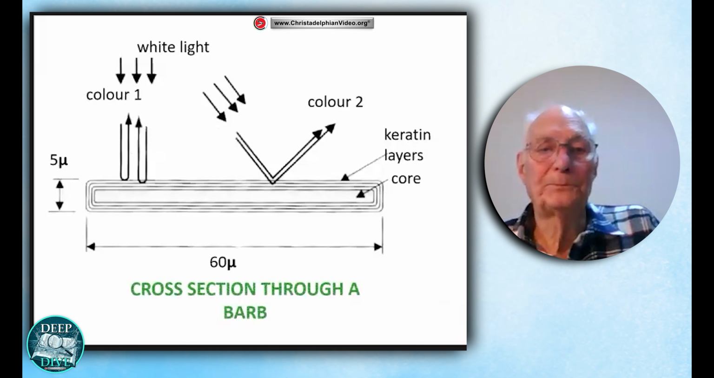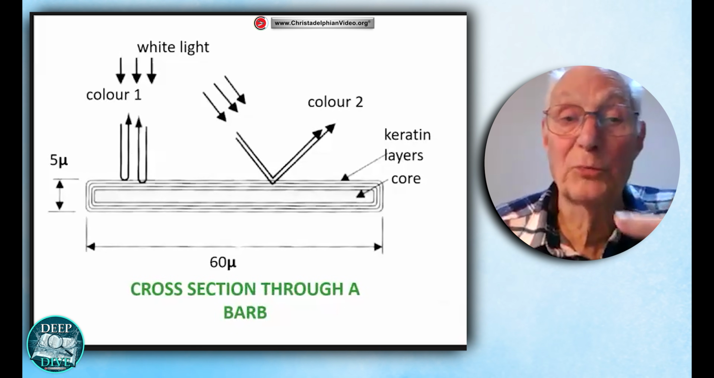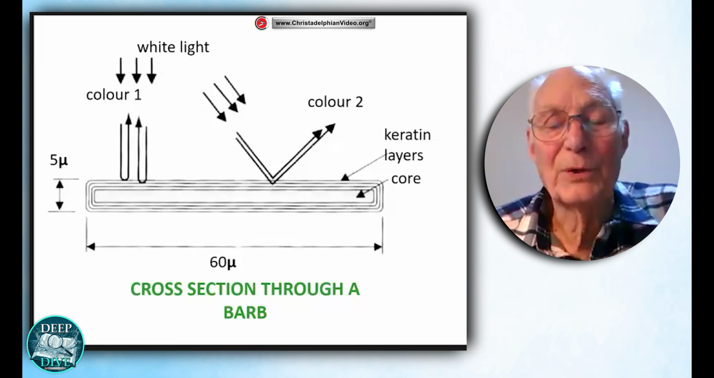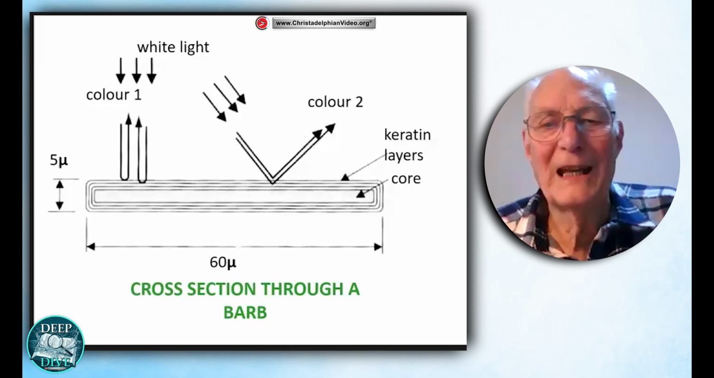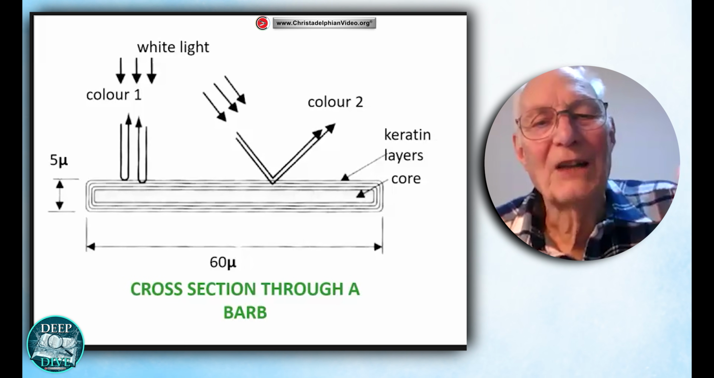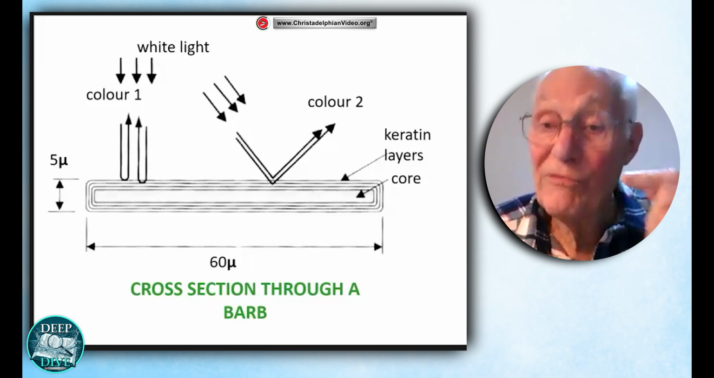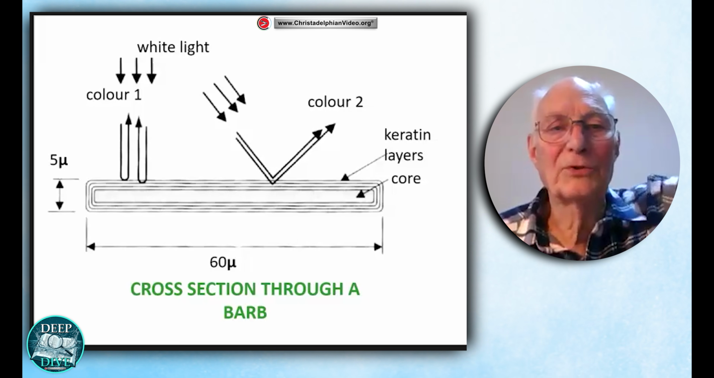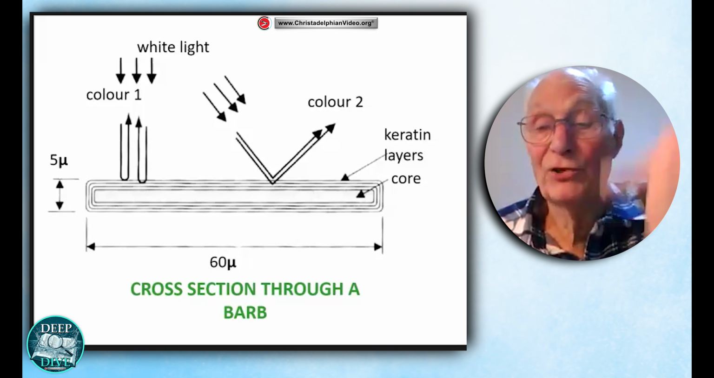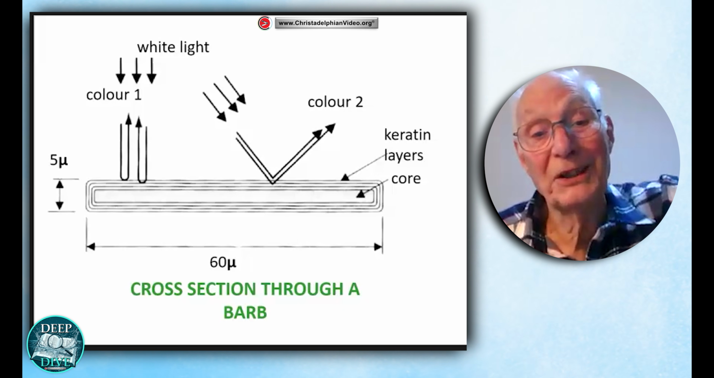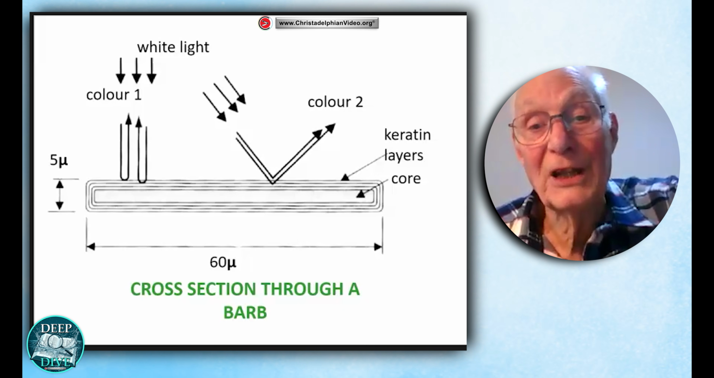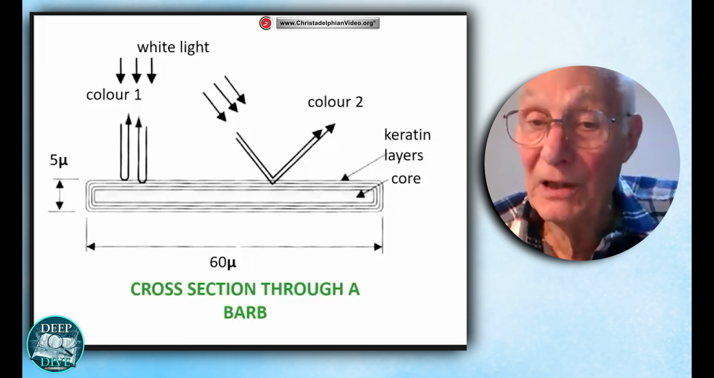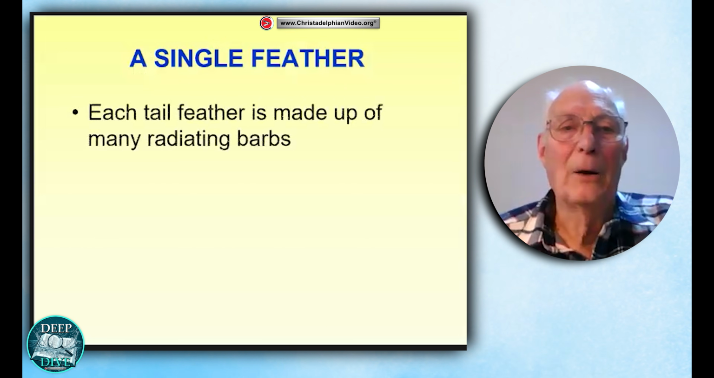Okay, so here's a cross-section through one of those barbs. This is a micro photograph. And you can see there are layers of what's called keratin, same stuff your fingernails are made from. And those layers can reflect light at different frequencies and therefore giving you different colours. So the white light comes down from above and it reflects straight back as white light. But when it comes at an angle and goes through these keratin layers and bounces out again, it comes with a different colour.